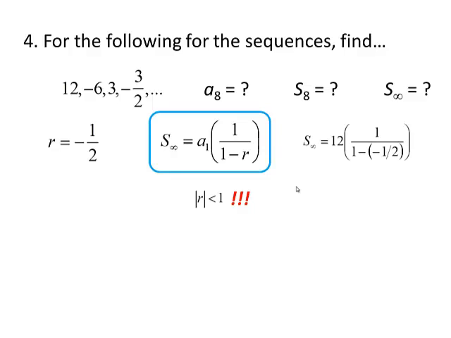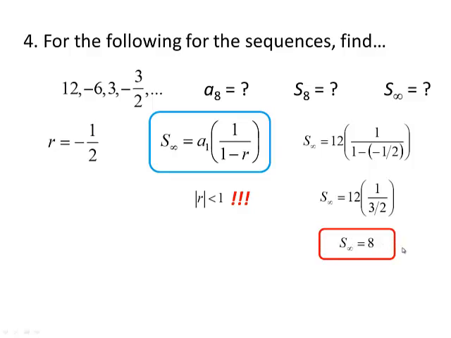So doing that, we have all our pieces here. We get 12 times 1 over 1 minus negative a half. 1 minus negative a half is 3 halves. And 12 divided by 3 halves is 8. And that's the infinite sum.